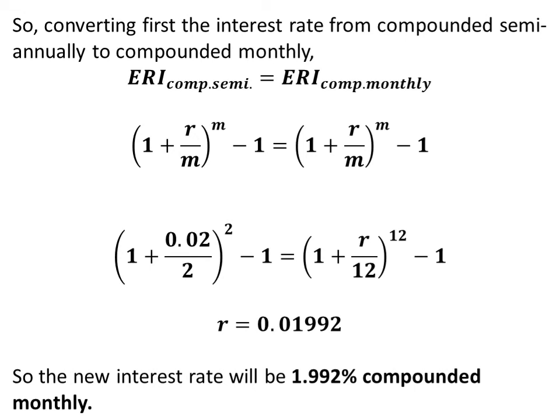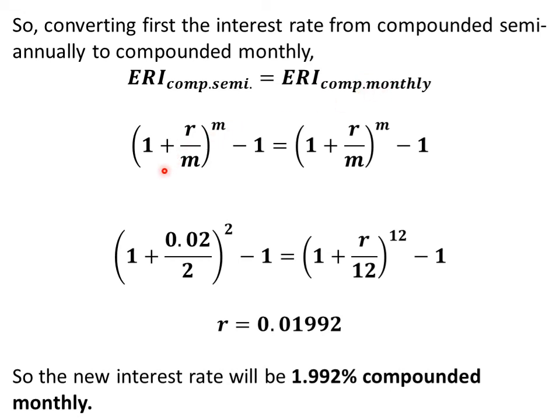Okay, so for this problem, what we're going to do first is convert the interest rate, because we cannot use an interest rate that is not of the same time period as your payment. So first, converting the interest rate from compounded semi-annually to compounded monthly. From the previous discussion on compound interest, for conversion, they must have the same ERI. So for this one, you just equate the ERI of the compounded semi-annually to the compounding that you want to change to, which is compounded monthly.